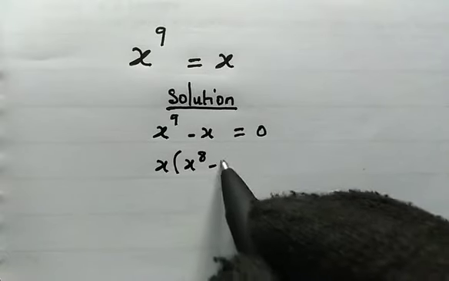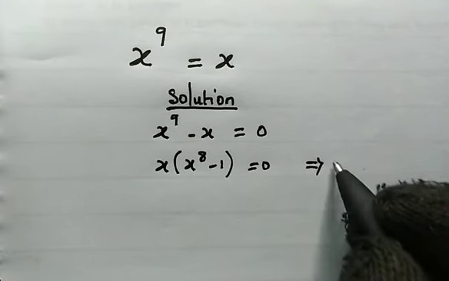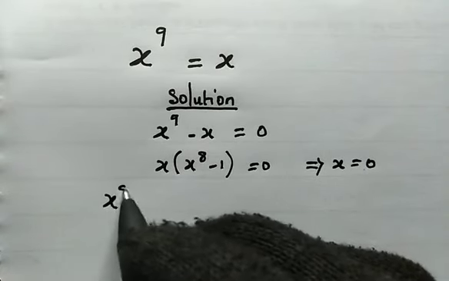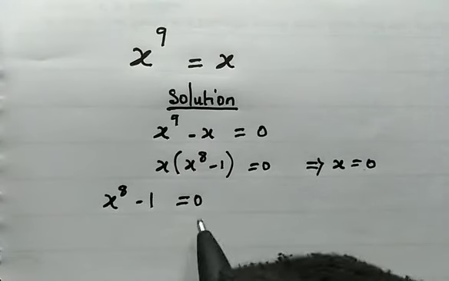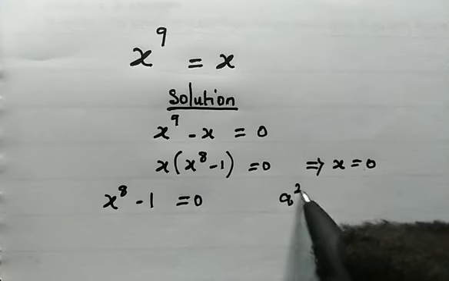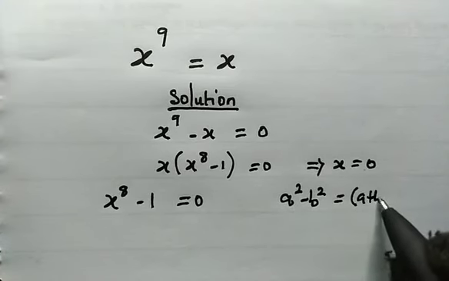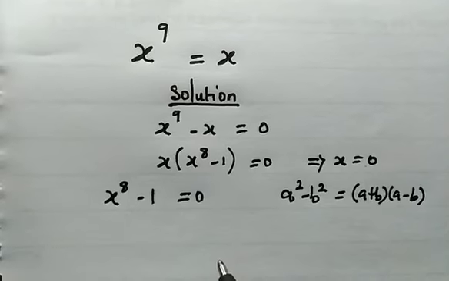x to the power of 8 minus 1, then this is equal to 0, of which we have from here that x is equal to 0. And we have x to the power of 8 minus 1, this is equal to 0. So from here we make use of the difference of two squares formula. Remember that a squared minus b squared is same as a plus b multiplied by a minus b.